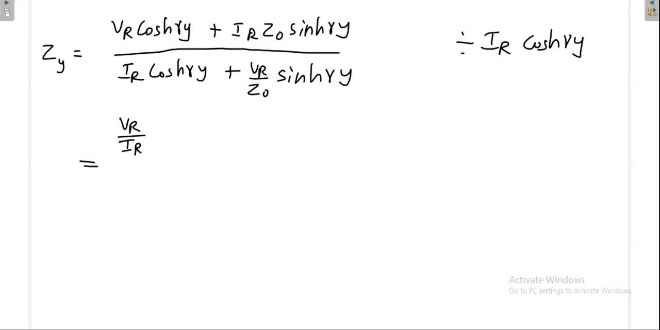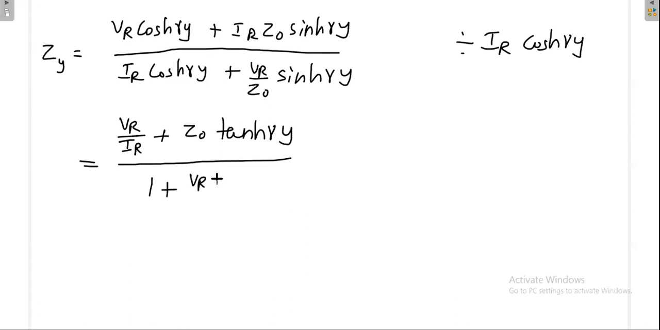Then next, what happens? VR by IR, that cos H gamma Y cancels. IR cancels, then Z naught sin divided by cos is tan, so Z naught tan H gamma Y divided by IR cos H gamma Y cancels, so simply 1. Then here I am getting VR divided by IR divided by Z naught tan H gamma Y.